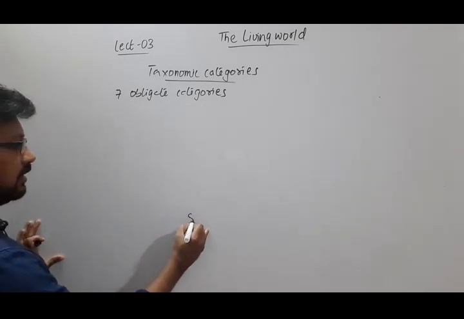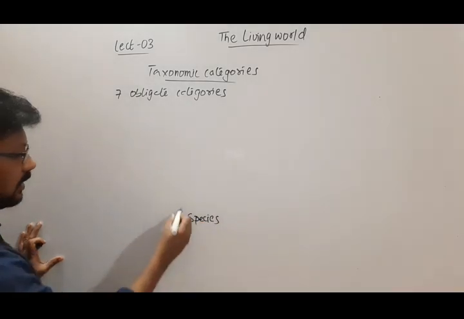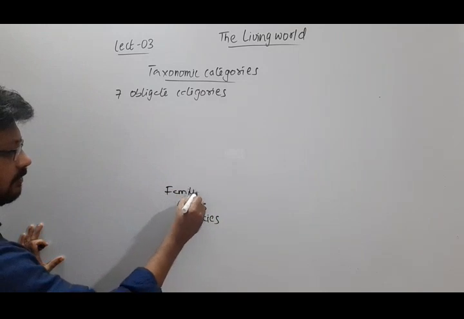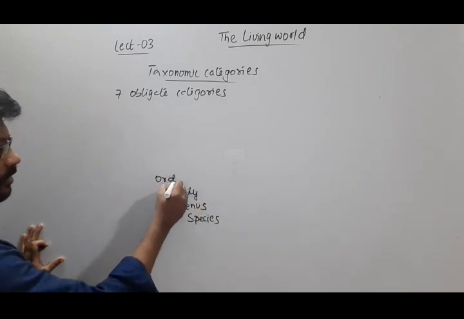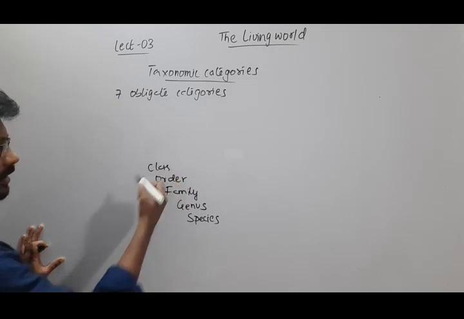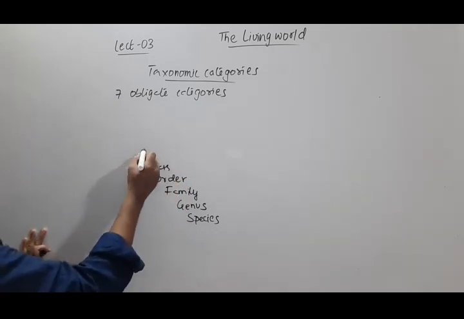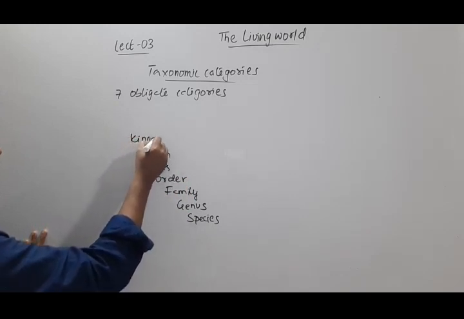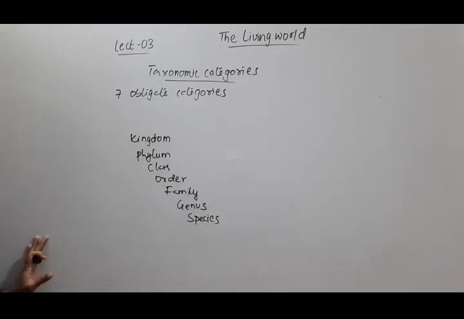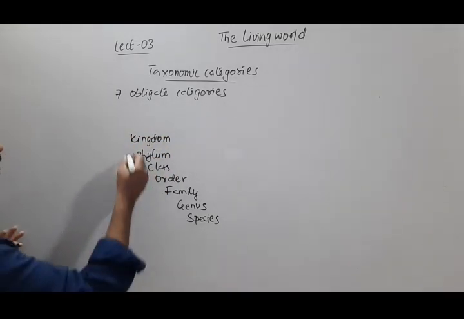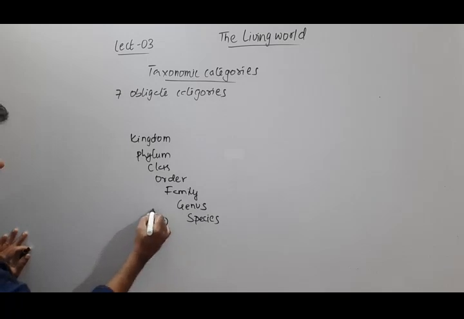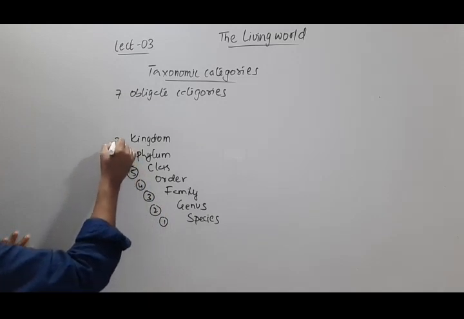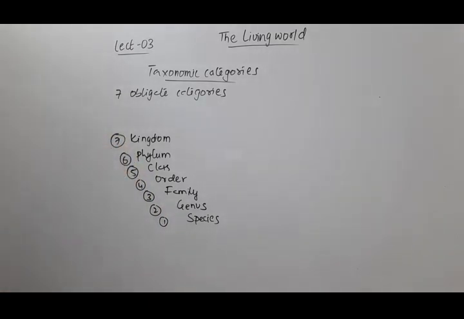Okay, so there will be species, and above that genus, above that family, above that order, above that class, above that phylum, and kingdom. So these are the seven obligate categories: 1, 2, 3, 4, 5, 6 and 7.